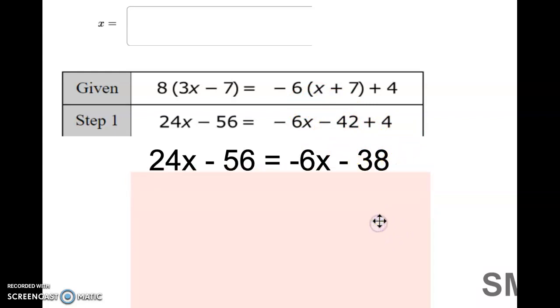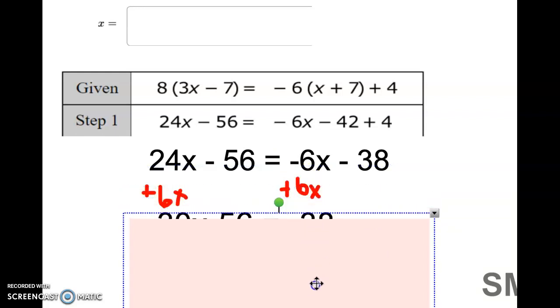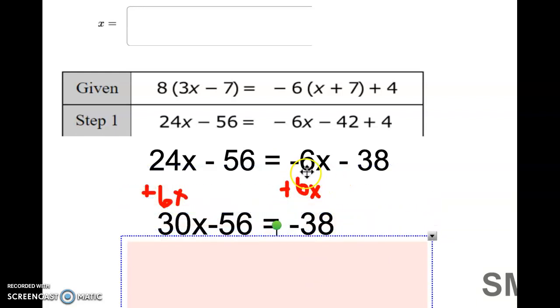Now we want to solve this equation for x. We want to get x on one side of the equation by itself. So we need to take this minus 6x and move it to the other side of the equation. So to undo subtracting 6x, we add 6x to both sides. When we do that, we get 30x minus 56 equals negative 38.